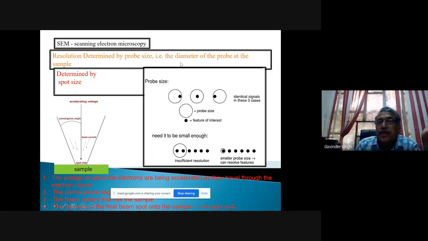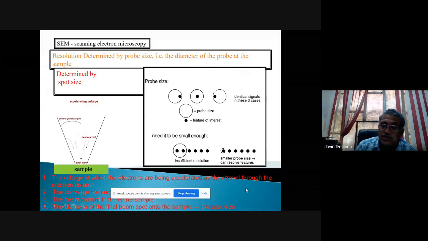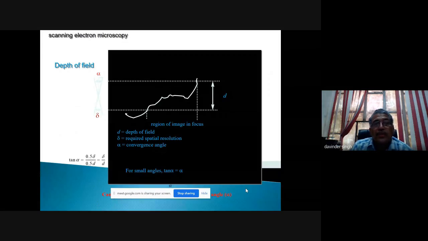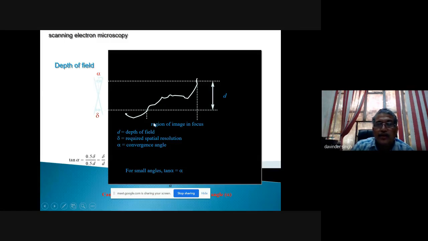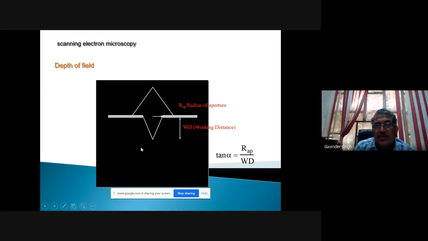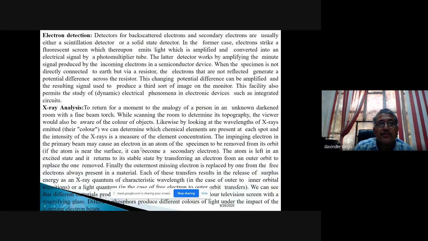So resolution is determined by the probe size, or the diameter of the probe at the sample. So the spot size is important. The voltage at which the electrons are accelerated as they travel through, the convergence angle, the beam current, and the diameter of the final beam spot on the sample, or spot size, play a major role in scanning or transmission electron microscopy. For depth of field, definitely the energy will play a major role, and on the basis of that we can have the convergence angle, and on the basis of that convergence angle we can have the spot size, and then we can play with the magnification and all these things.